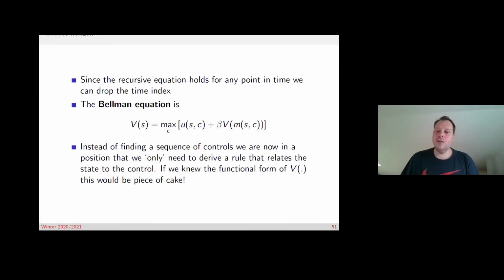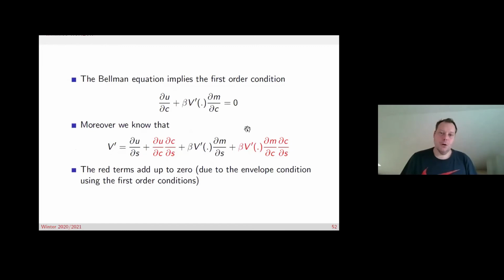So if we knew the functional form of the V, then the problem would be very easily solved, right? You could just focus on this right-hand side, write down one first order condition, and then you're good to go. Very simple. The only thing you need to consider is one first order condition plus the law of motion. So that would be super easy.